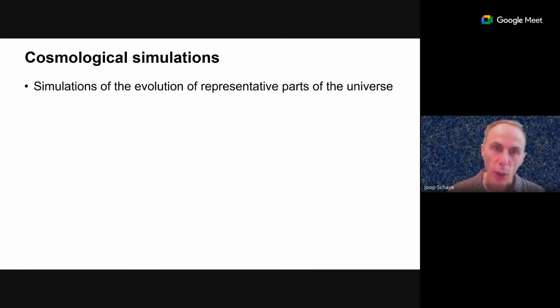The simulations we do are cosmological simulations. What do we mean by that? That just means that we simulate a part of the universe that is representative. So if we're interested in galaxies like the Milky Way, which is our galaxy, we want to simulate a volume large enough that there are many such galaxies in that volume. So it just needs to be much larger than the objects of interest.